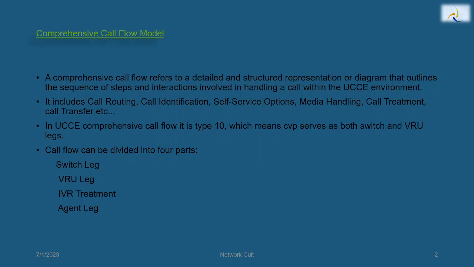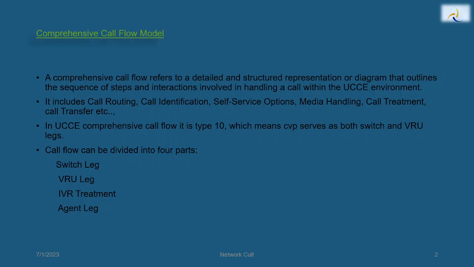A comprehensive call flow refers to a detailed and structured representation, or it can be viewed as a diagram that outlines the sequence of steps and interactions involved in handling a call within the UCCE environment. This call flow model helps you to understand how a call is flowing through various UCCE components. It includes call routing, call identification, self-service options, media handling, call treatment, call transfer, and many more.